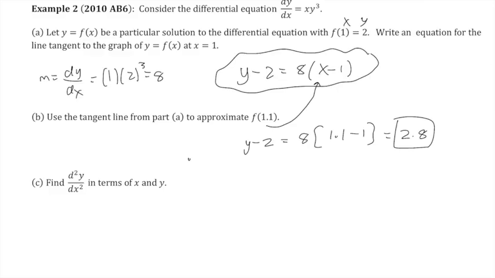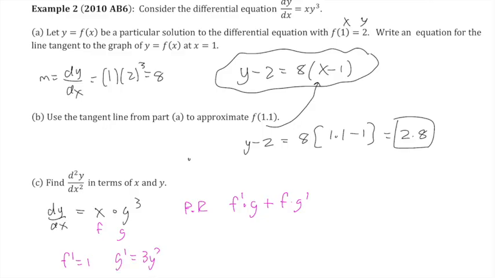Okay, second derivative. This is going to be a product rule, so let's consider this f and g. The product rule is the derivative of the first times the second, plus the first function times the derivative of the second. So f prime is 1, and g prime is 3y squared times dy dx. So the derivative is 1 times the second, plus x times g prime, which is 3y squared dy dx.